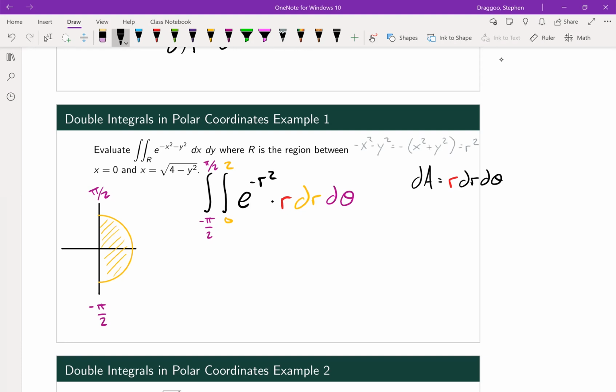This ought to look like the integral from negative pi over 2 to pi over 2, because we're going to do r first, of 1/2 e to the negative r squared, that evaluated from 0 to 2, still times d theta. And if we actually plug all that stuff in, we'll get 1/2.